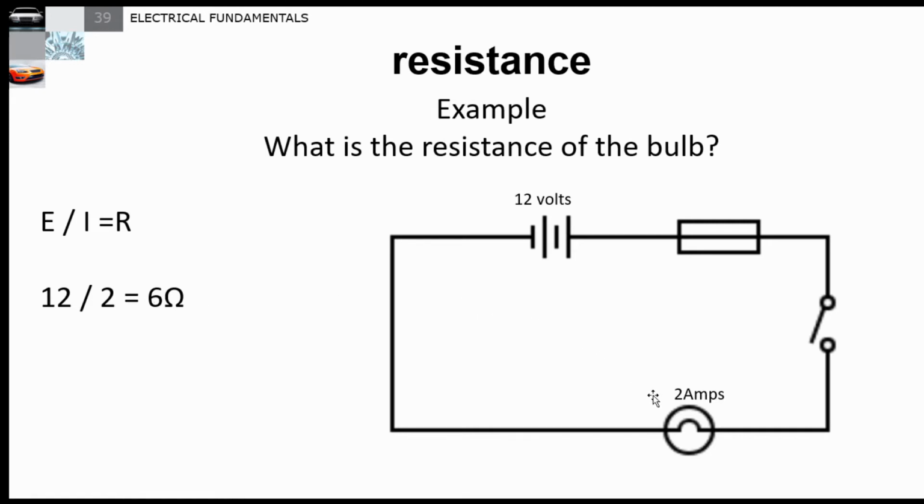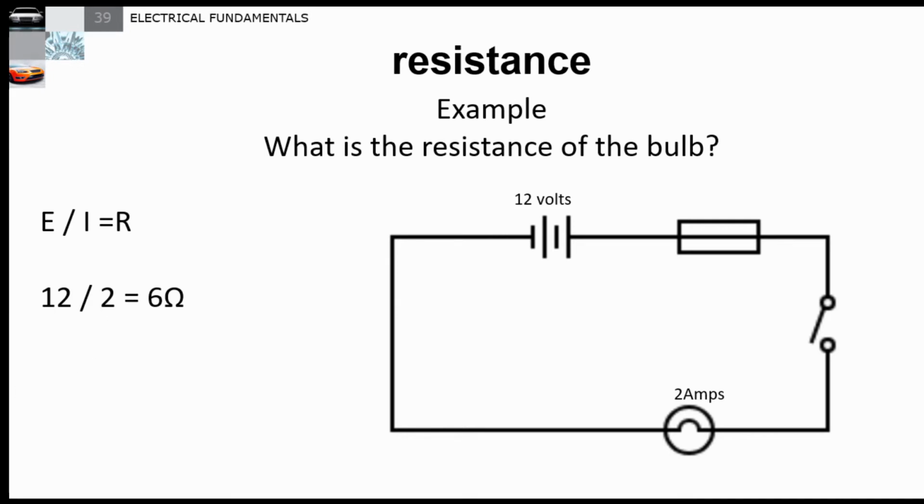So we know that if we had to replace this bulb and we didn't know what it was supposed to be, we would have to find a bulb with a 6 ohm resistance rating to replace that. Okay? That is it. It is just that simple. You don't have to try anything harder than that to be able to calculate resistance on a series circuit.